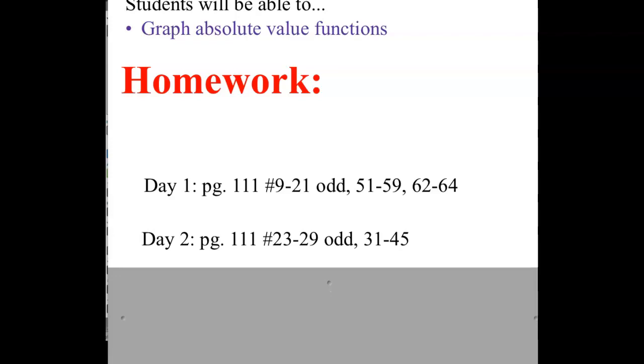I'm giving you both days assignments. You're going to turn this in as one assignment on Monday. Tomorrow you will have work time on it after you finish your formative quizzes.